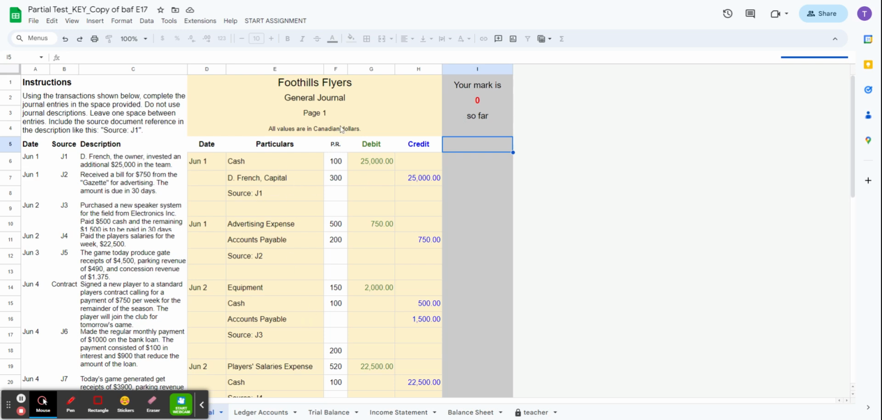So to start us off, we're going to be in the general journal as always. If you make a mistake here, it'll carry through to your ledger accounts, trial balance, and etc. So I want to make sure that we get all of our accounts correct right here.